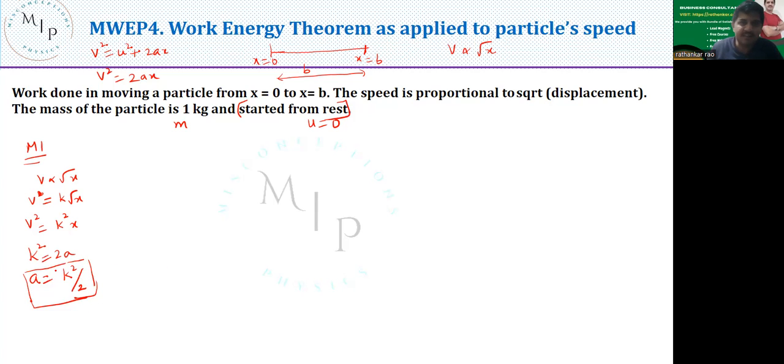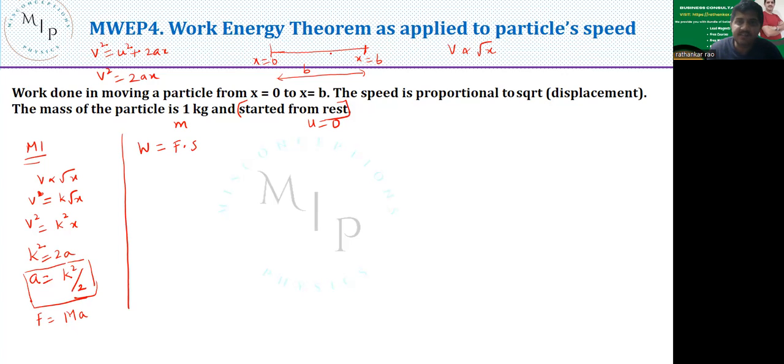Now how do you find work done? When the acceleration is constant, force definitely is constant, right? We know that F equal to ma. So force should be constant because a is constant, m is constant. If force is constant, then I can write work done is equal to force dot displacement.